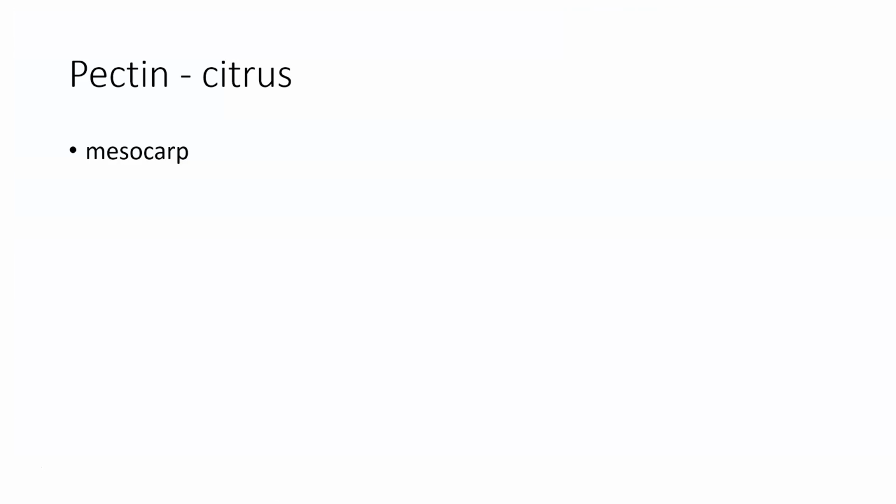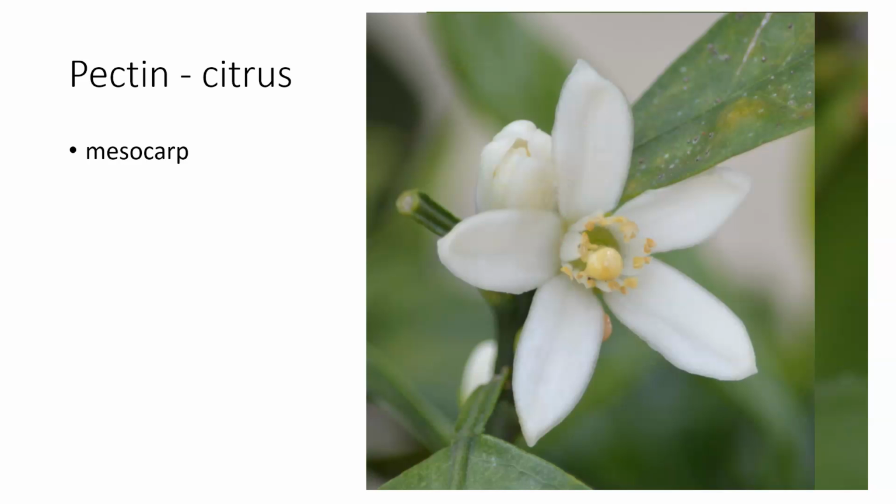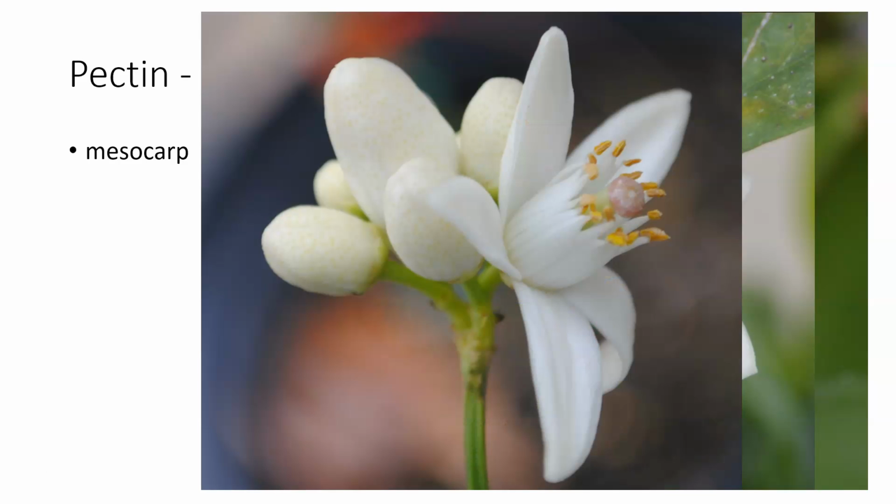You're looking at using the mesocarp. The mesocarp is the area underneath the skin. This is what a citrus flower looks like. When the flower opens, it's got 5 free and separate petals. You can see that the anthers are all fused together. This is a lateral view where the anthers are all fused together, forming this little tube.